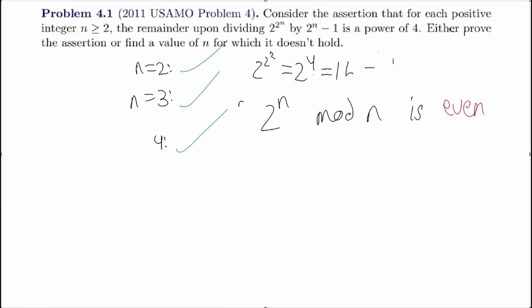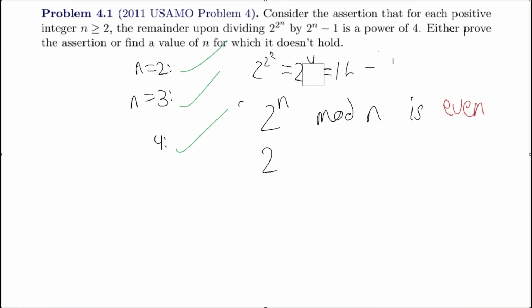So we want to somehow prove that this is true for all n, or if it is not true. So let's go ahead and look through each of the numbers now. So 2 squared mod 2 is just 0. And then 2 cubed mod 3 is also just 2, which is even. And then 2 to the 4th mod 4 is 0, because 16 is divisible by 4.